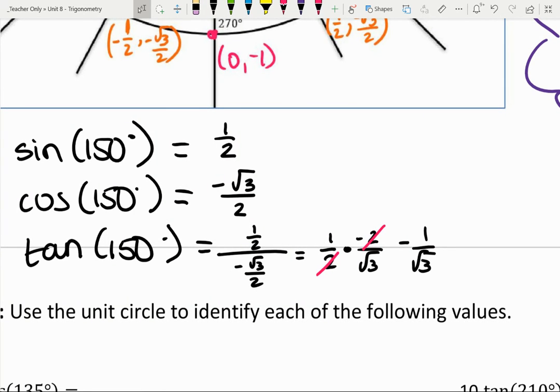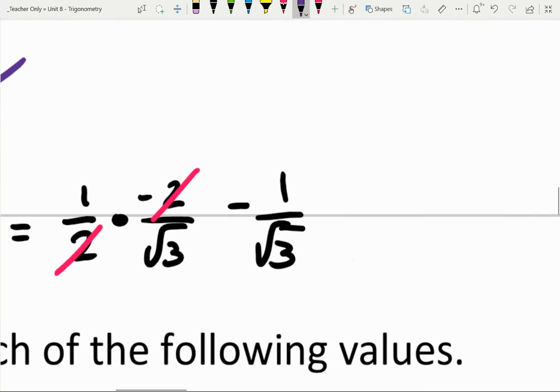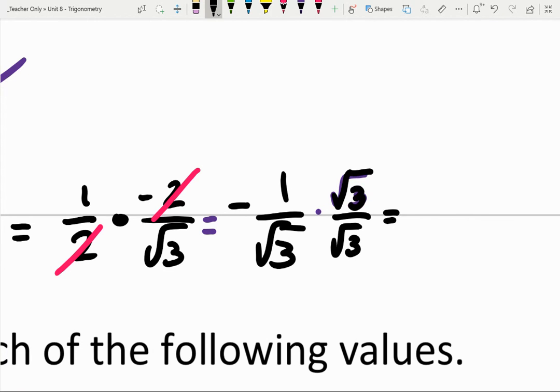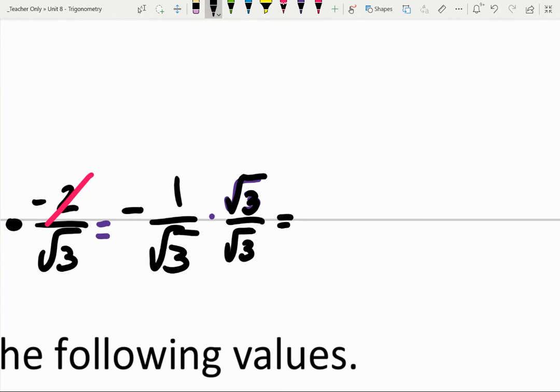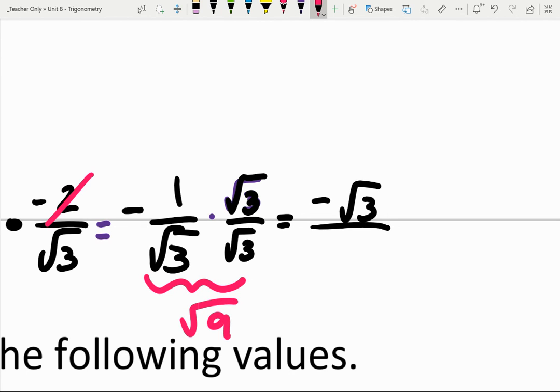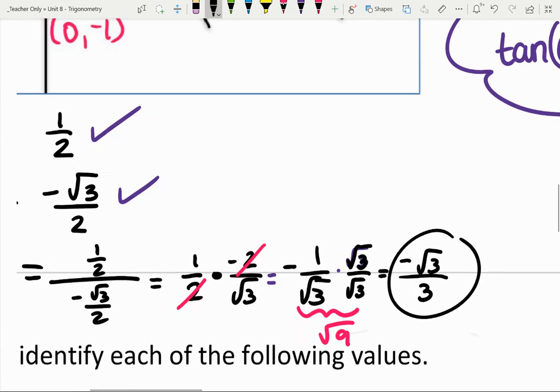Now, do you remember that convention we talked about in an earlier video? We're not allowed to leave a radical in the denominator. So while our sine and our cosine look great, we still need to rewrite this a little bit. And we do that by multiplying by a fancy 1, the radical divided by itself. So negative 1 divided by the square root of 3 becomes negative √3, and √3 times √3 is the square root of 9, which is 3. So my tangent is actually negative √3/3.